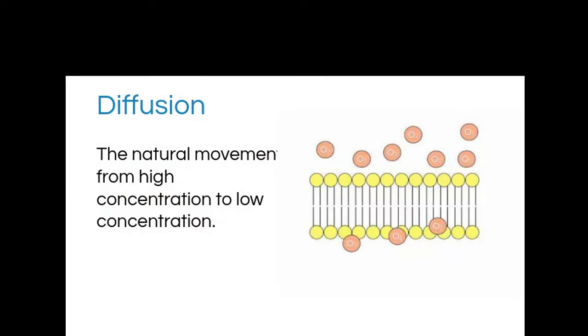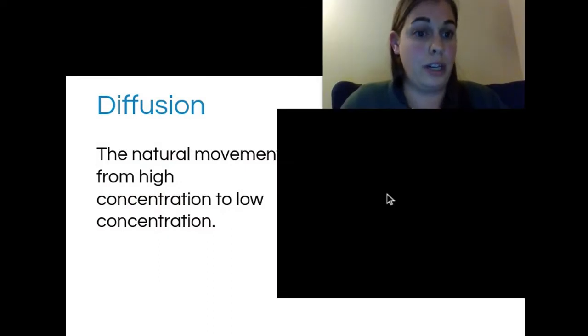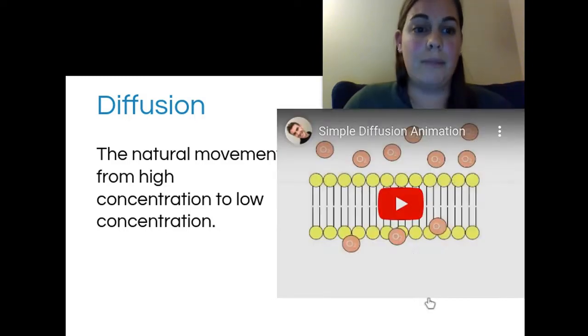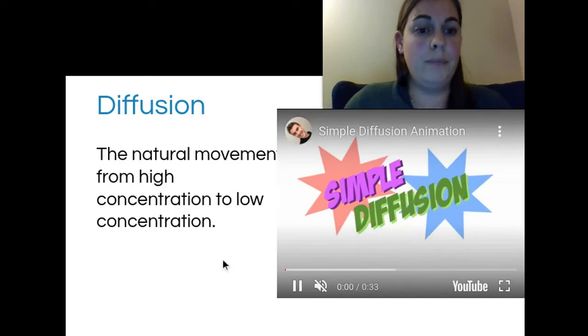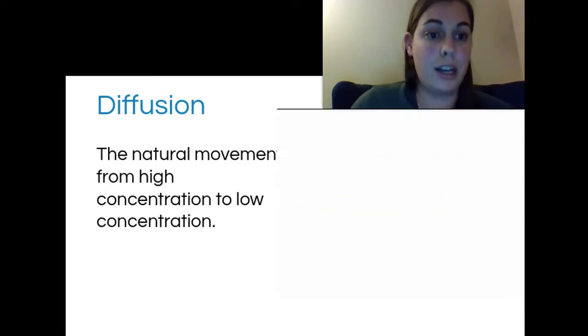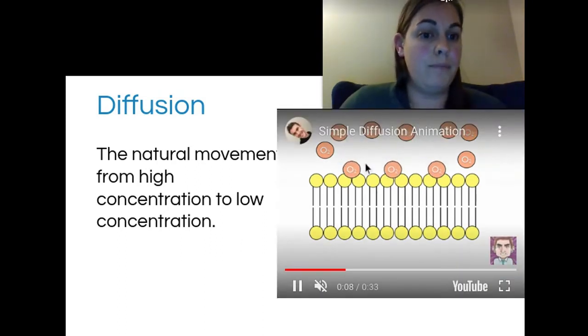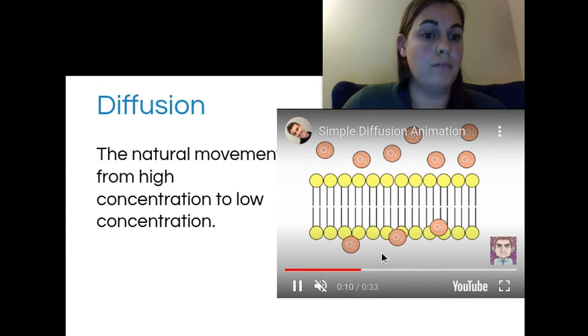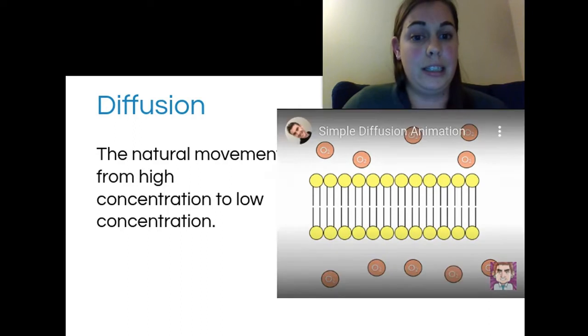Another way to look at diffusion is the natural movement from high to low concentration. So we're going to watch a little clip here about diffusion. Super simple, not a whole lot going on, but simple diffusion is just moving from high concentration to low concentration. So lots of oxygen moving across the membrane until they're balanced. Remember, equilibrium is that balance.